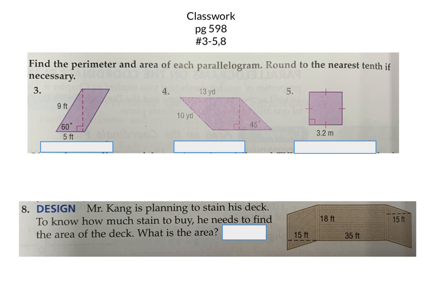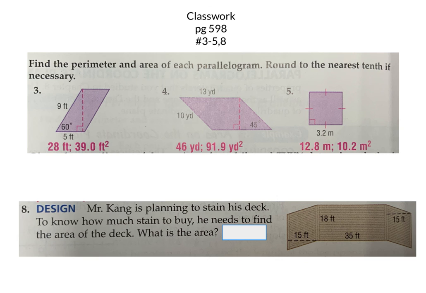All right, for the first one, it's asking for perimeter and area. You should have gotten 28 feet for the perimeter and 39 square feet for the area. For number 4, 46 yards for the perimeter and 91.9 square yards for the area. And 5, 12.8 meters for the perimeter and 10.2 square meters for the area.